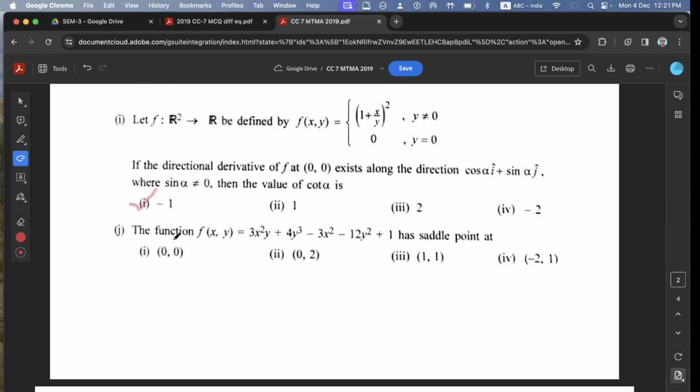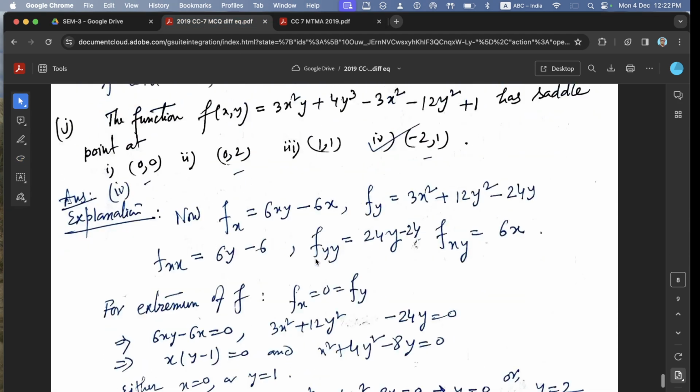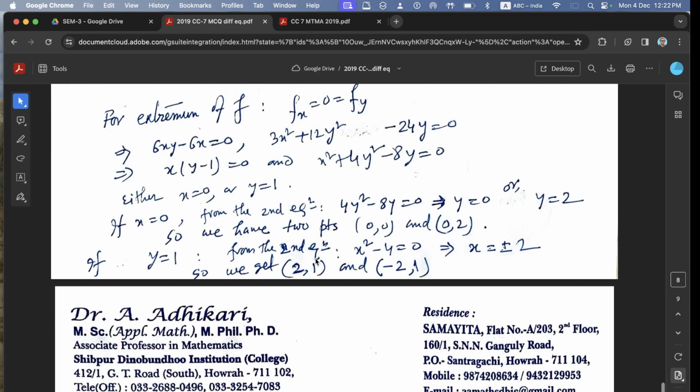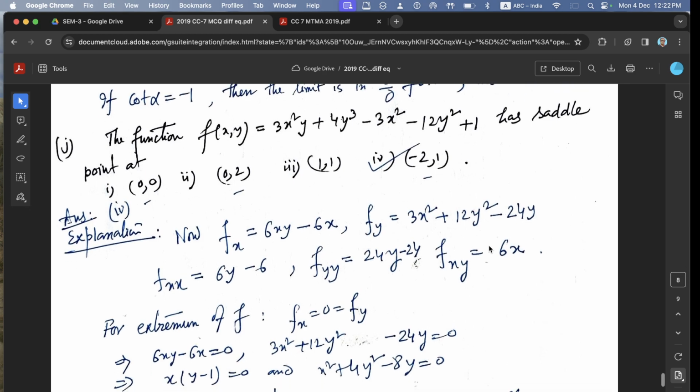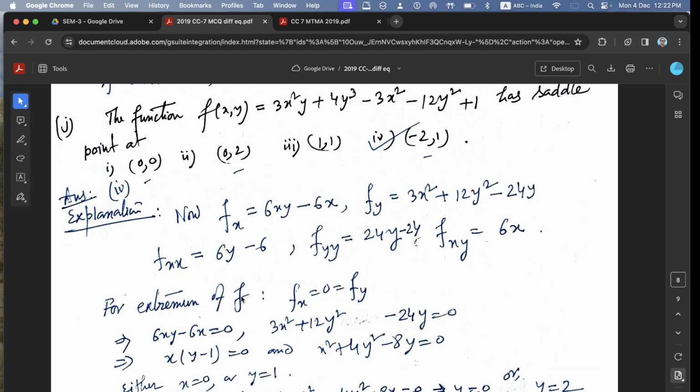Next question. A function f(x, y) equals 3x square y plus 4y cube minus 3x square minus 12y square plus 1 has a saddle point at what? This function f(x, y) equals this, so we can find fx, fy, fxx, fyy, fxy, the partial derivatives of this function.